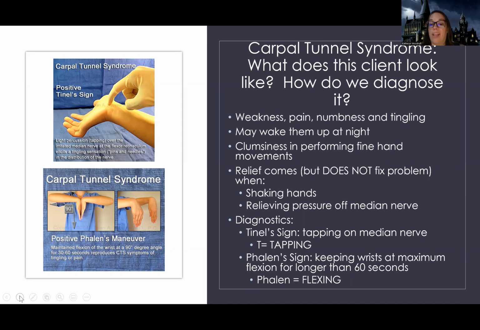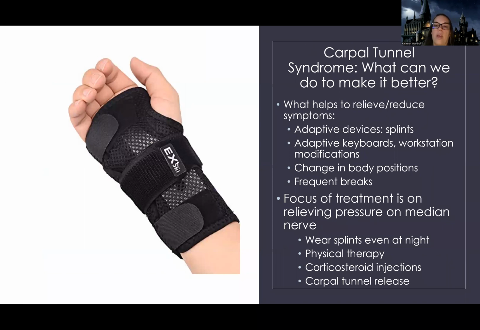The other one's going to be the Phalen's sign. And this is where, kind of like in the second picture, they have the wrist at 90 degrees flexion, and you're going to keep them there for at least 60 seconds. Usually in class, I'll have everyone do this while I'm reading this slide, so they can test themselves for carpal tunnel. It's not an official diagnostic. You don't need to run out to your doctor afterward, but if you're having symptoms, you should go talk to your doctor if it's something that's concerning or bothering you.